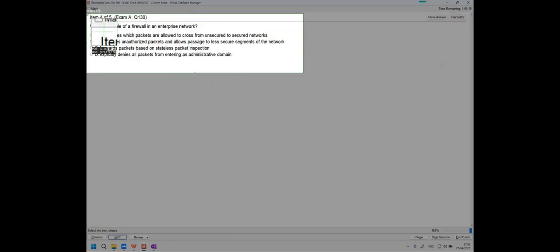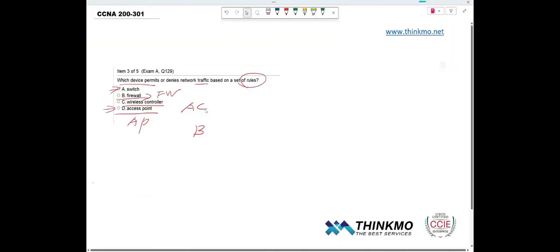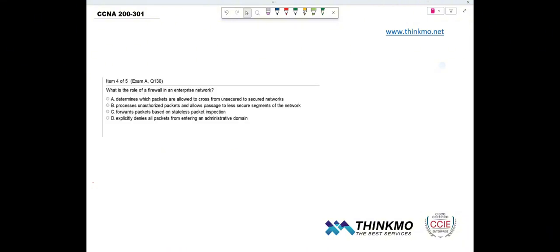Okay, the fourth question is also about firewalls. It asks about the role of the firewall. In the enterprise network, what is the role of this node? What is its function? Let's look at option A. It says to confirm which data packets are allowed from an unsecured network to a secure network. This description should be correct.